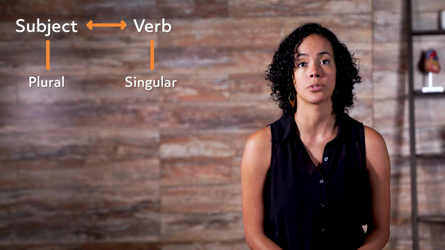Today, we're going to be talking about subject-verb agreement. We've talked before about what a subject is and what a verb is, but as a quick reminder, the subject of the sentence is the person or thing performing an action, and the verb is the word describing the action, state, or occurrence of the subject.